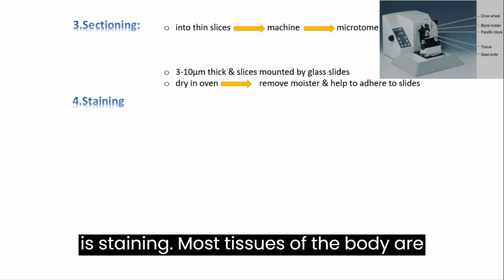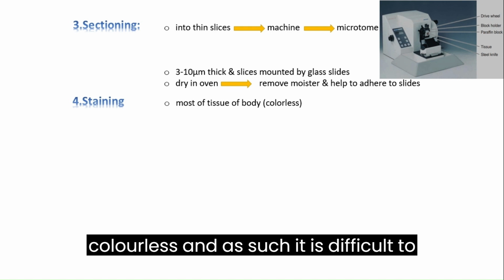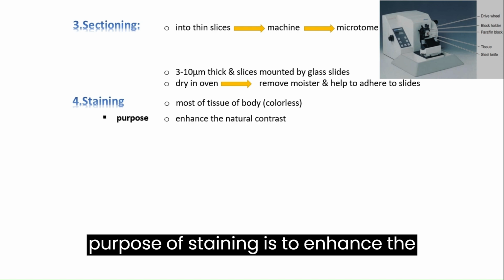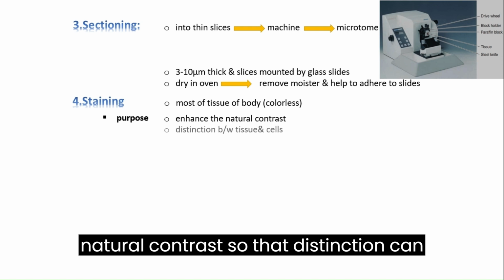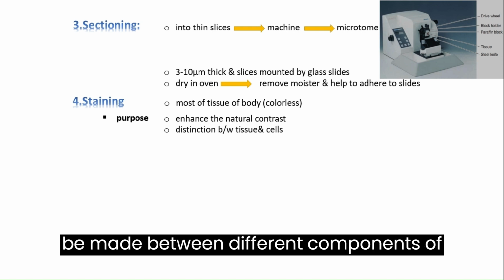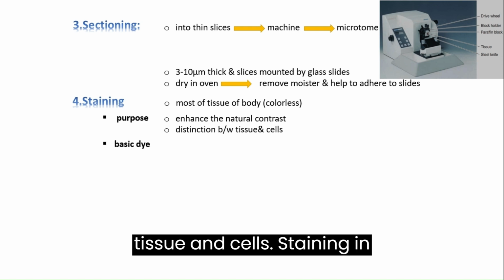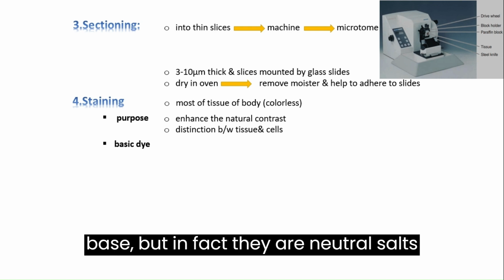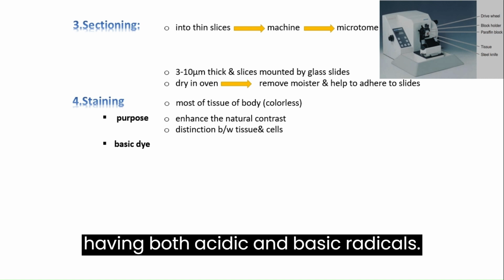Fourth is staining. Most tissues of the body are colorless and as such, it is difficult to study their structural details. The purpose of staining is to enhance the natural contrast, so that distinction can be made between different components of tissue and cells. Stains in general use are considered to be acid or base, but in fact they are neutral salts having both acidic and basic radicals.